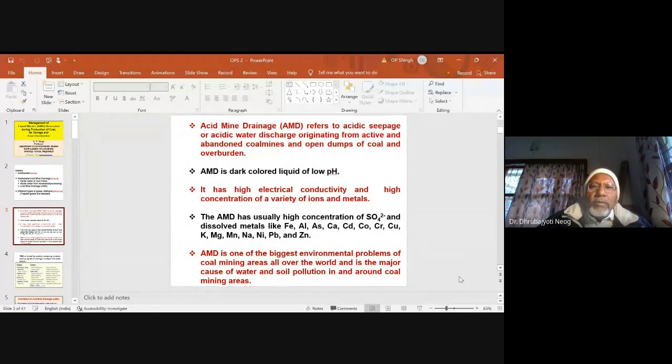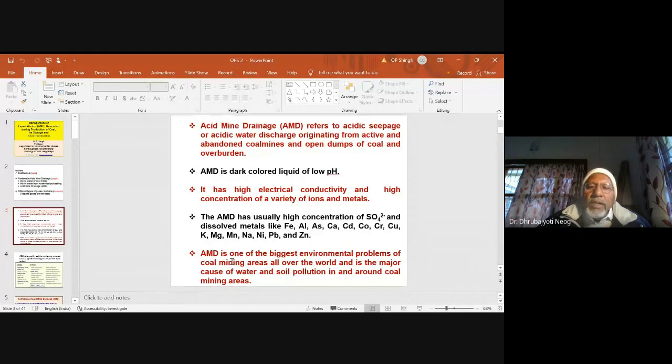Then it has high electrical conductivity and high concentration of a variety of ions and metals. The acid mine drainage usually has high concentration of sulfate and dissolved metals like iron, aluminium, arsenic, calcium, cadmium, cobalt, chromium, copper, potassium, magnesium, manganese, sodium, nickel, lead, and zinc. So all these contaminants are present in acidic seepage.